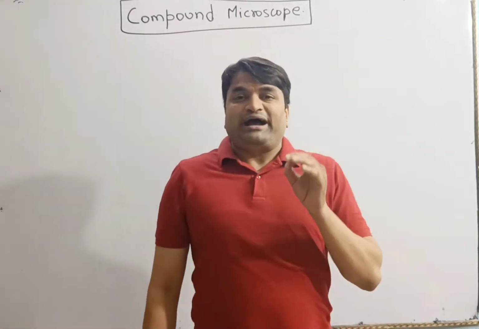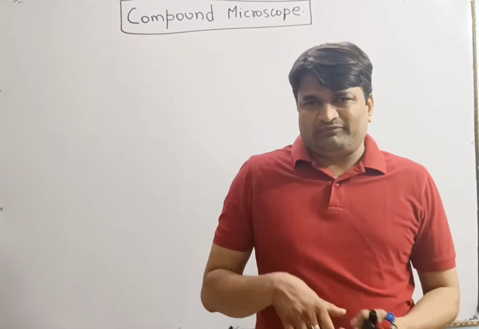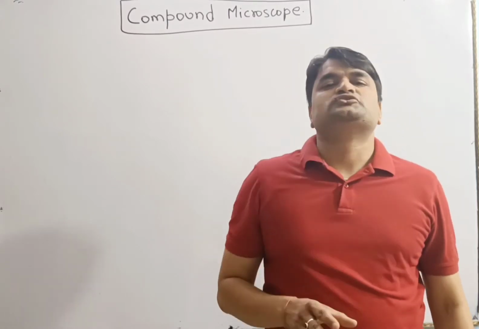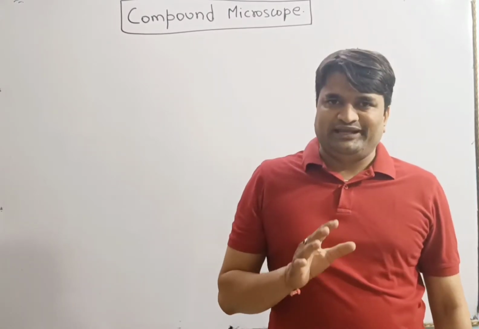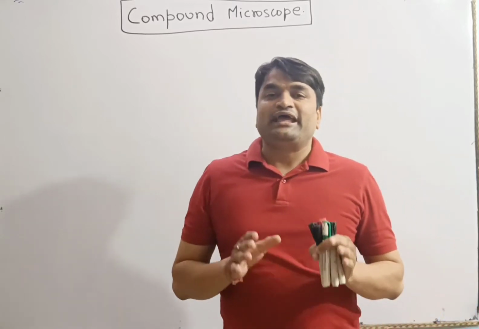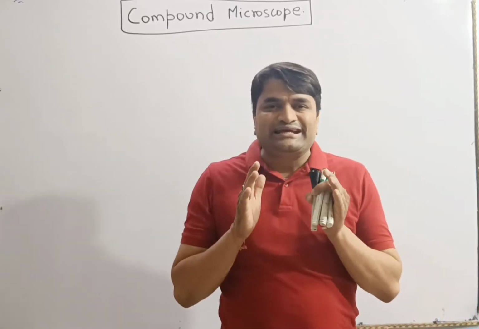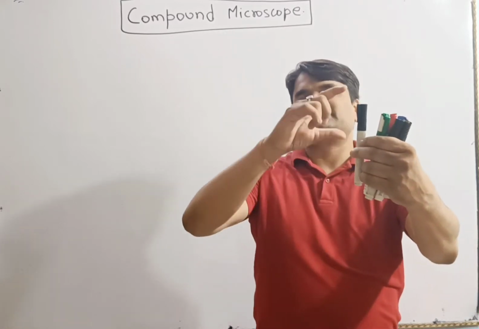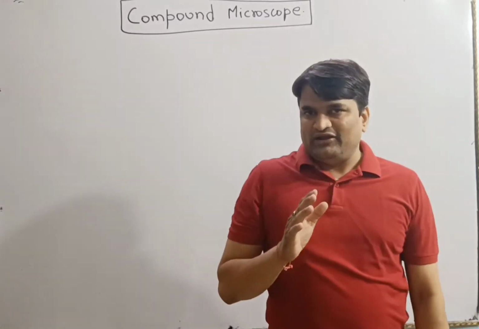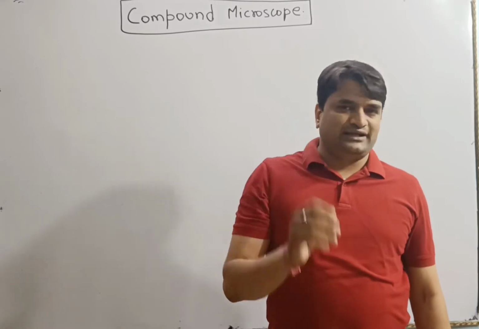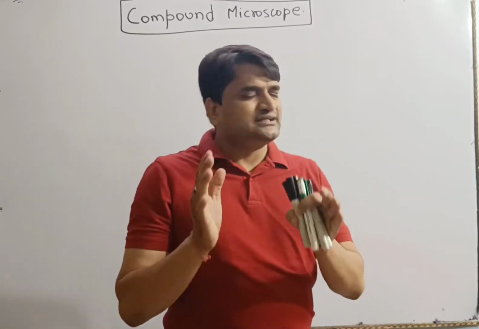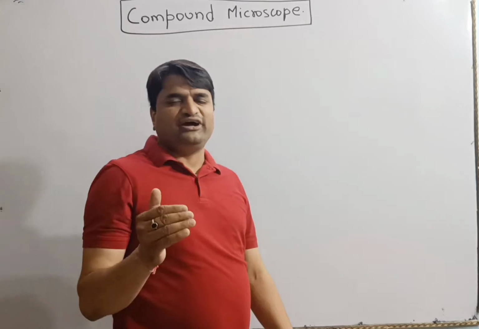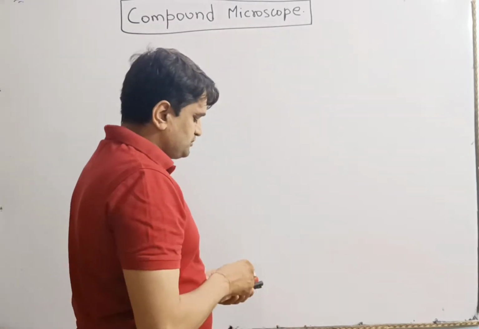Okay. By simple microscope or by compound microscope or by telescope, in all three instruments, basically we increase the visual angle. Visual angle is the angle subtended at our eye. We increase the visual angle. Now let us understand and derive the magnifying power for compound microscope.